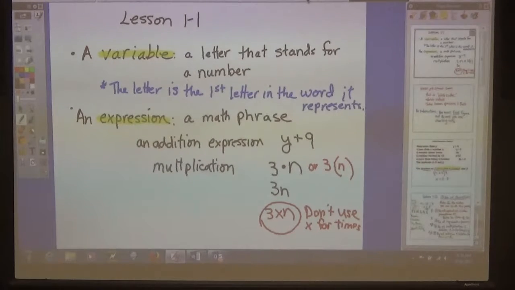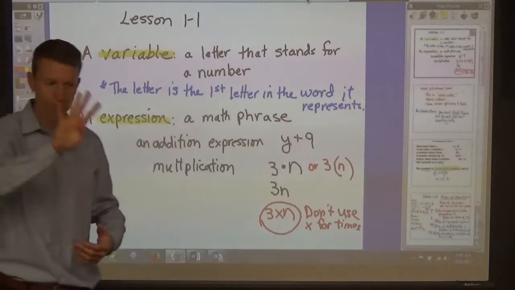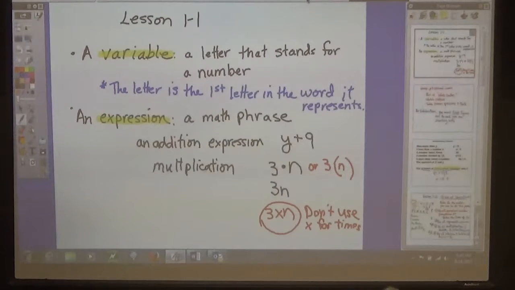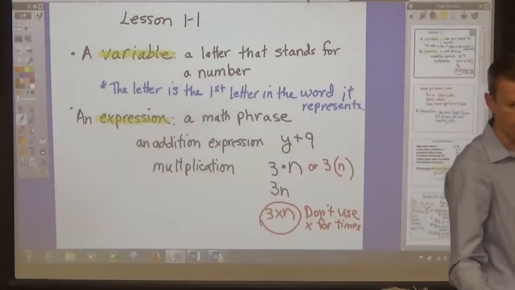For less than a number n. The second one is for less than a number n. So are we starting with n and taking away 4, or are we starting with 4 and taking away n? Look at that second one. 4 less than a number n.